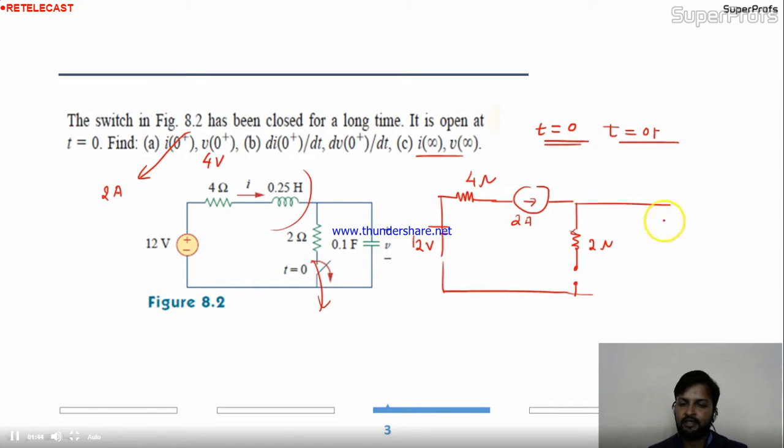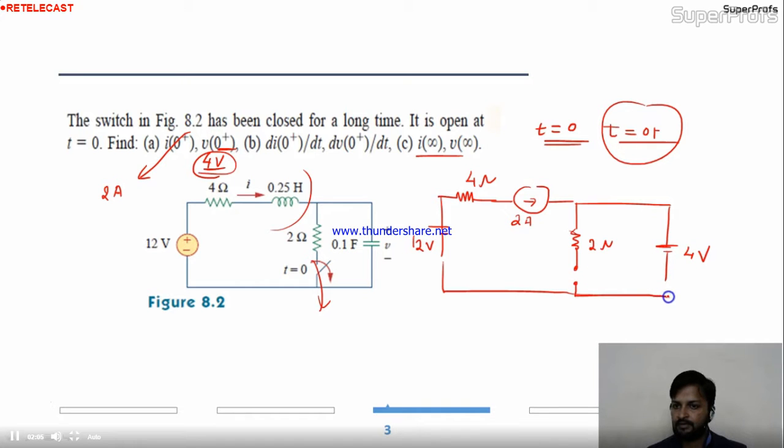Here, I can replace the capacitor with the voltage we got over here, because at 0+ also the voltage should be 4 volt across the capacitor. So at t equal to 0 we are drawing the circuit. The voltage across the capacitor will be 4 volt. Like this it is. Okay. So now our task is to find dI0+/dt. Where is the I? Here is the I. Where is the V? Here is the V.